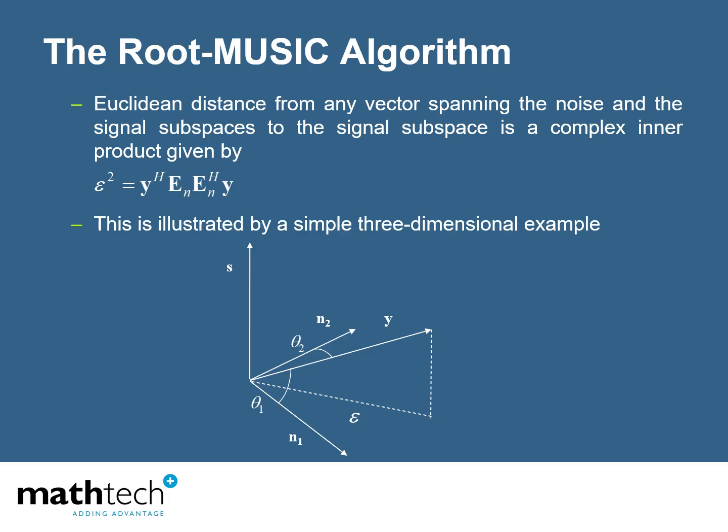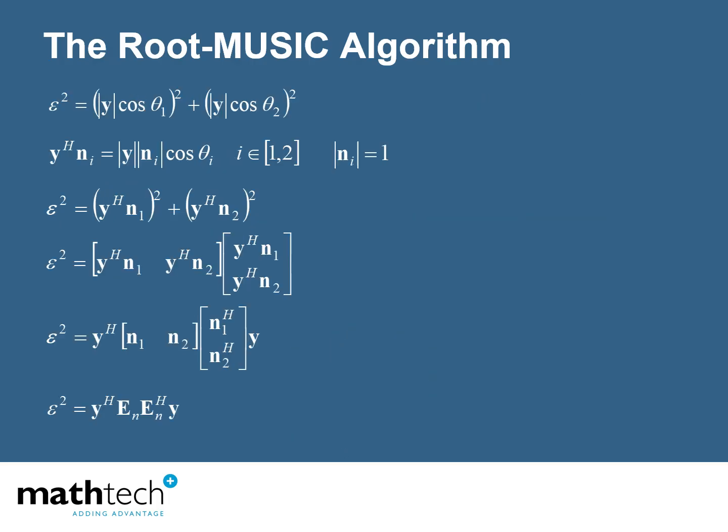The Euclidean distance from any vector spanning the noise and the signal subspaces to the signal subspace is a complex inner product given by this equation. This is easily demonstrated by considering a 3-dimensional example. The derivation is shown here. The matrix E is shown to be the matrix of eigenvectors associated with the noise subspace.